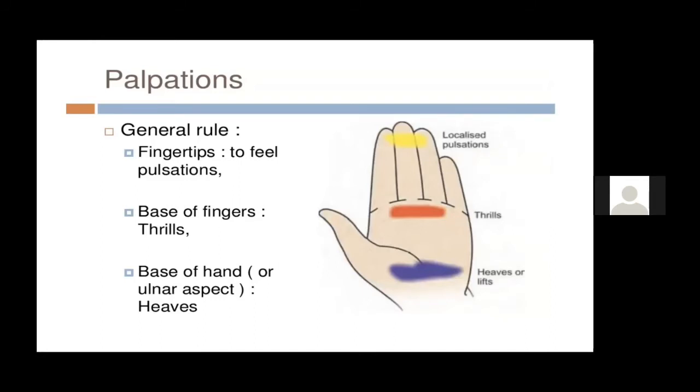The thrill is best palpated at the base of the fingers, and it is felt like the purring of a cat's skin. And localized pulsations like S3, S4, or even S1, S2, or pericardial rubs, and even a cardiac apex, should first be localized with the full palm, and then with the tips of the fingers. So these are the general rules of how cardiac palpation has to be done.